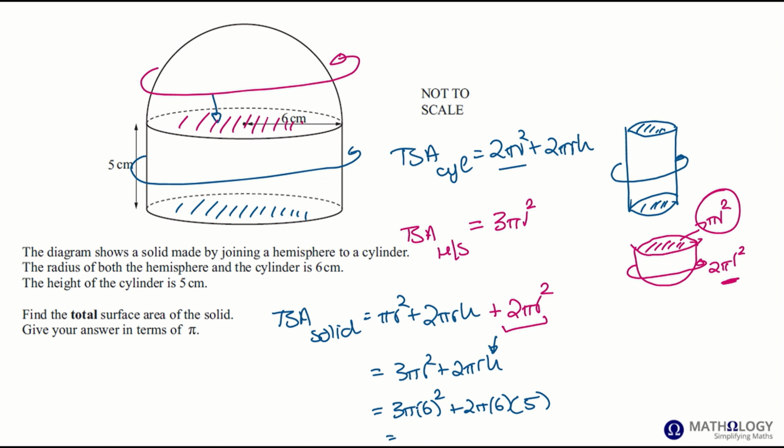There'll be 36 times 3 is 108 pi, plus 30 times 2 is 60 pi, and that will be 168 pi. They want the answer in terms of pi, so this is how we leave it, and this will be centimeters squared.